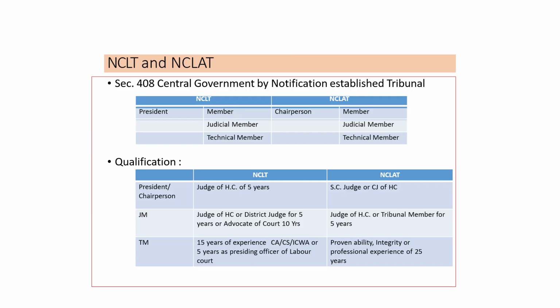So for NCLT president, you have to be a judge of the High Court for a period of 5 years. And in case of NCLAT, you should be a Supreme Court judge or Chief Justice of a High Court. For NCLT judicial member, the person should be a judge of the High Court or district judge for 5 years or advocate on record for a period of 10 years. For NCLAT judicial member, a judge of the High Court or tribunal member for 5 years. In case of technical members, he should have 15 years of experience, CA, CS, ICWA, or 5 years as presiding officer of any labor court or tribunal. And in case of NCLAT technical member, he should be a person of proven ability, integrity, or professional experience of 25 years.